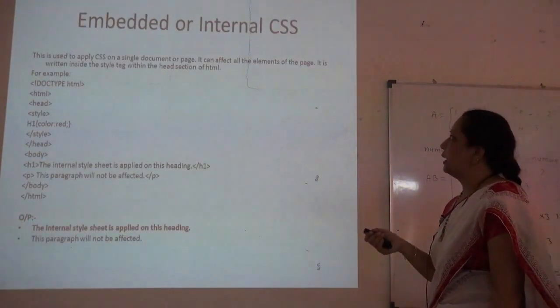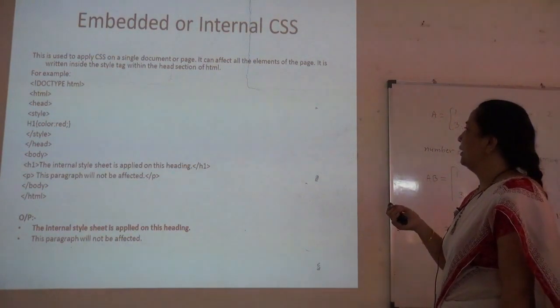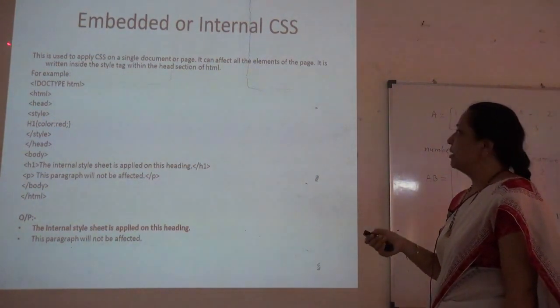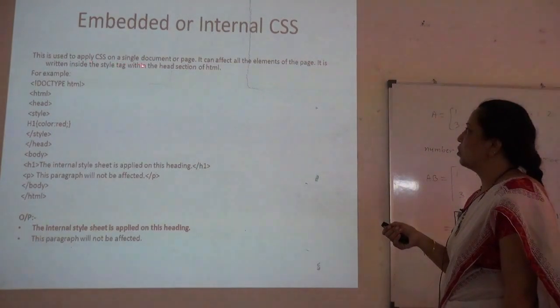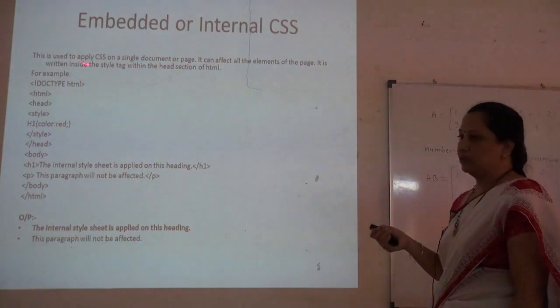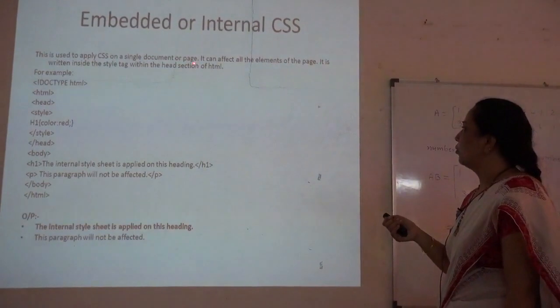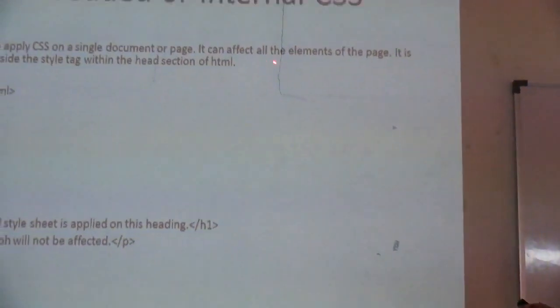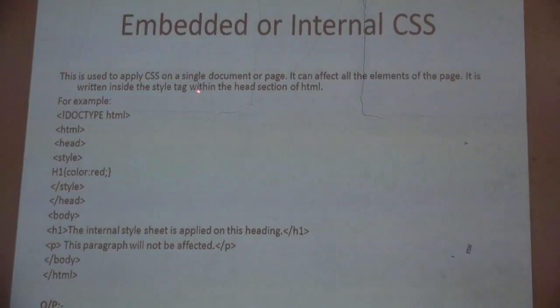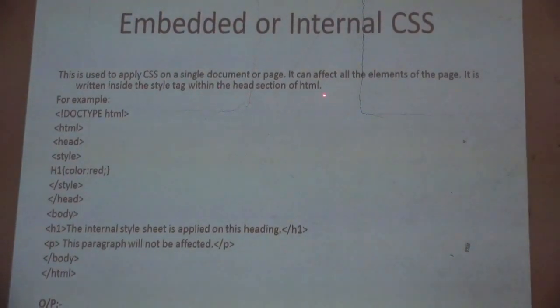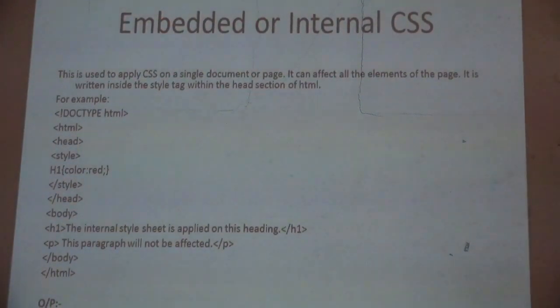So the second type is embedded or internal CSS. It is used to apply CSS on a single document or page. We can apply it on a single document or page. It can affect all the elements of the page. It is inside the style tag within the head section of the HTML. So as we discussed earlier, it is enclosed in the head tag.